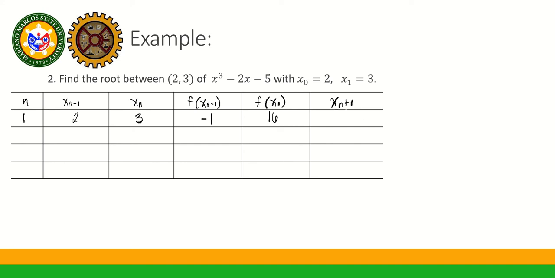And solving for x sub n plus 1, so that will be x sub 2 is equal to x sub 0 times f of x sub 1 minus x sub 1 times f of x sub 0 all over f of x sub 1 minus f of x sub 0. So, x sub 2 will be 2.0588. Now, let's have x sub 2.